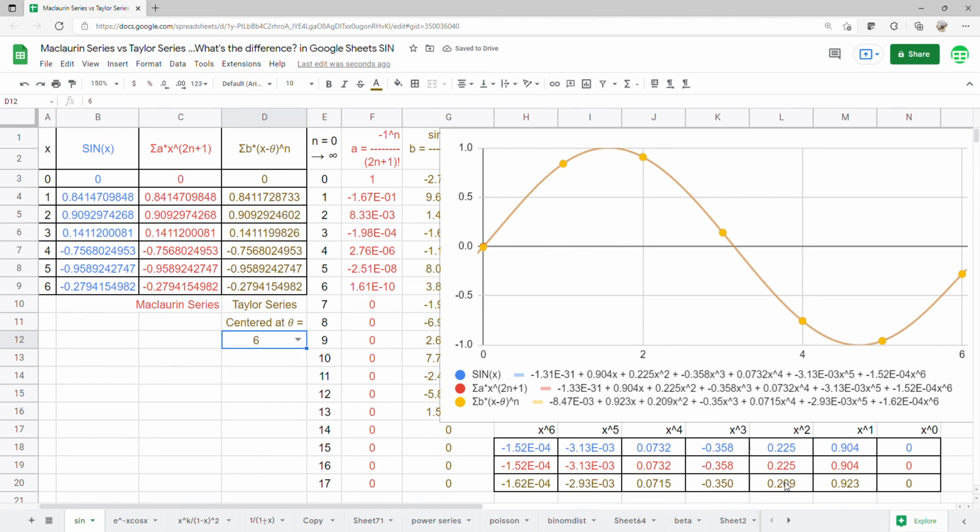There's now a slight error here in the Taylor series. So this completes the use of the series sum function and LINEST polynomial regression to show the trend line of sine and its Maclaurin series and the Taylor series centered from 0 to 6.